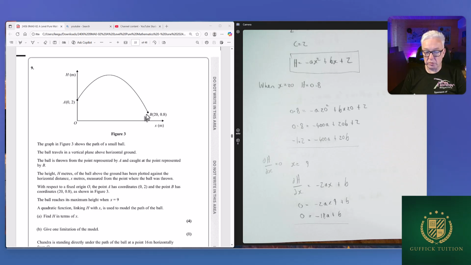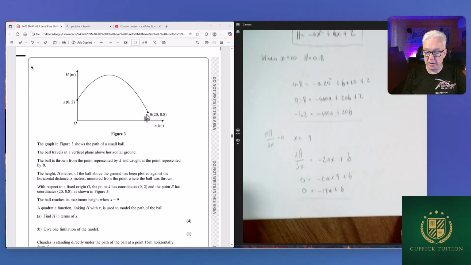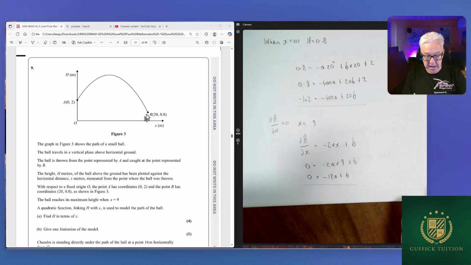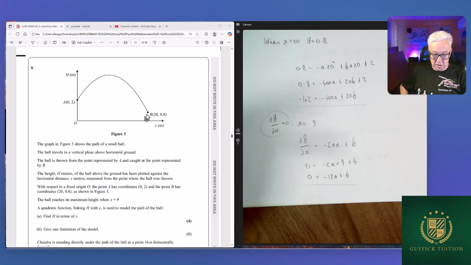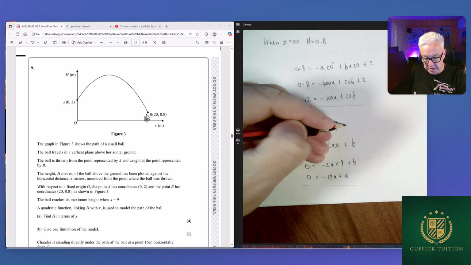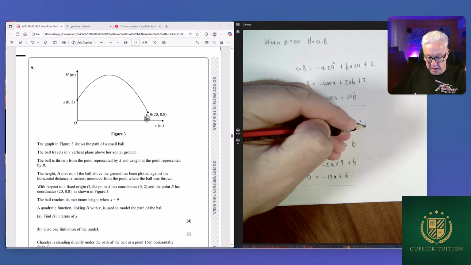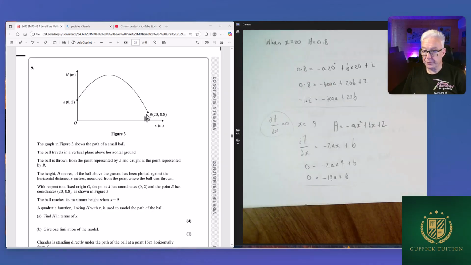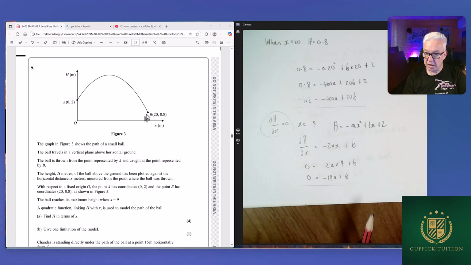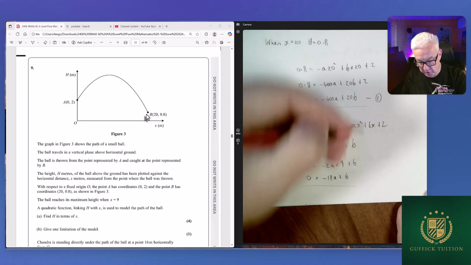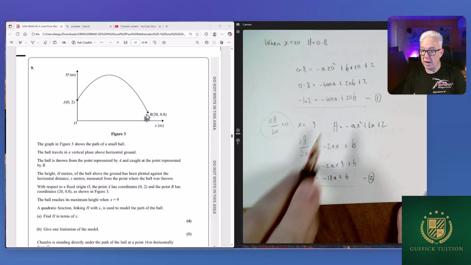We're told that the ball reaches its maximum height when x is 9. So that means we can say that dh by dx, the turning point, occurs when x is equal to 9. So we can differentiate our expression. My version was that h is equal to minus ax squared plus bx plus 2. So I differentiate that, I get minus 2ax plus b. I'm going to sub in x equals 9 in there, and I get this second equation, with two unknowns again. So we now have two equations with two unknowns, equation 2 and equation 1.